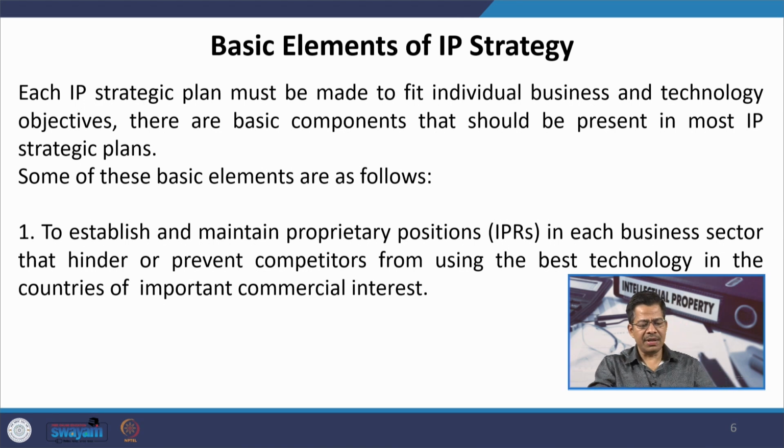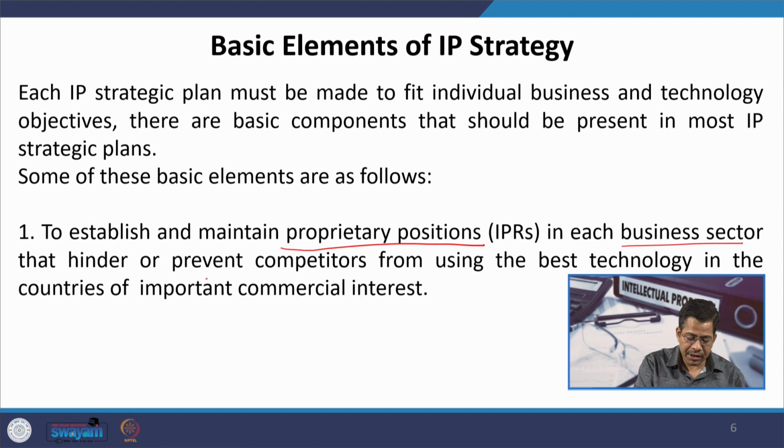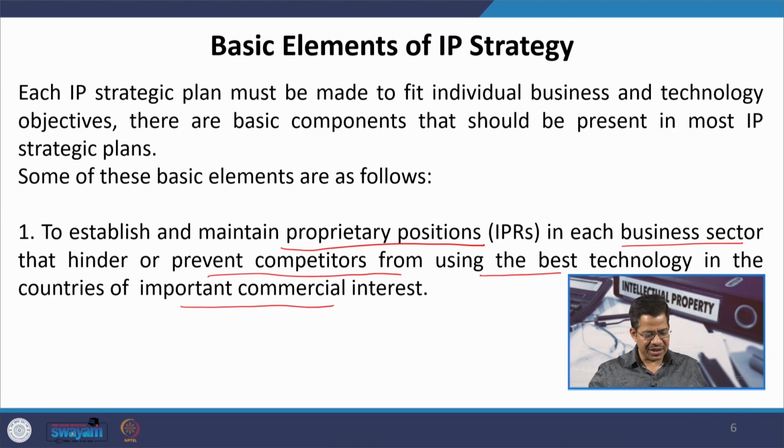Like the first important thing, that you have to maintain your priority positions in each business sector that hinder or prevent competitors from using the best technology in the countries of important commercial interest. So, first you need to understand what is that priority position, and in every country with respect to every product category there may be difference in the priority positions. So, you need to see whether I am going to have a priority position for these products in which country. That is the first element of your IP study.